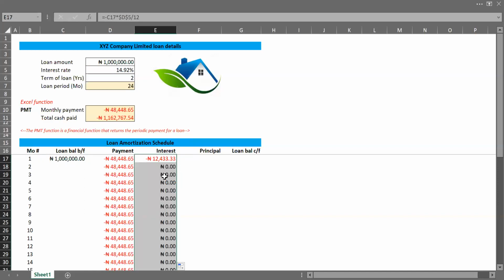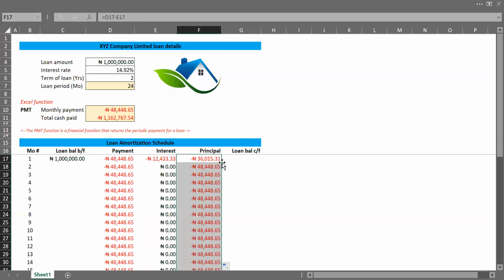Okay, so we have 0 because we've not populated our loan balance brought forward. So these are the interest portions. The principal portion for this amount is simply the payment amount minus the interest portion. Press the enter key. So for a payment of 48,000, 36,000 represents the principal portion. So I'll double click to drag down.